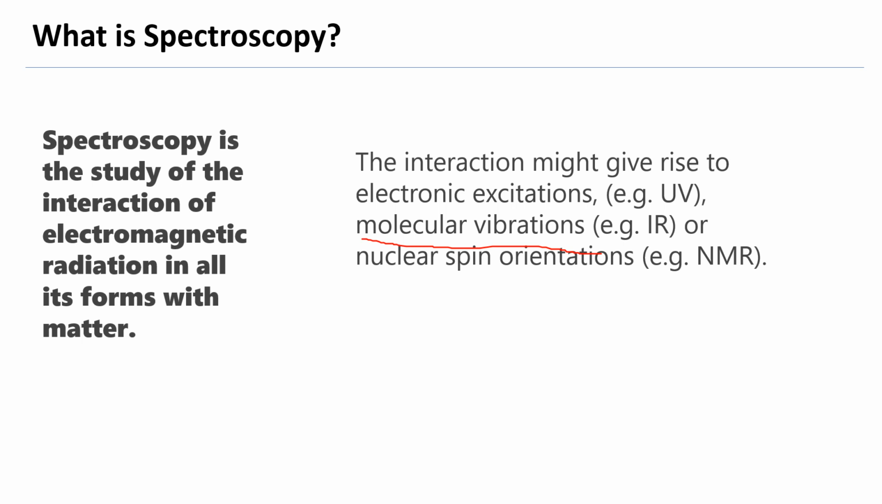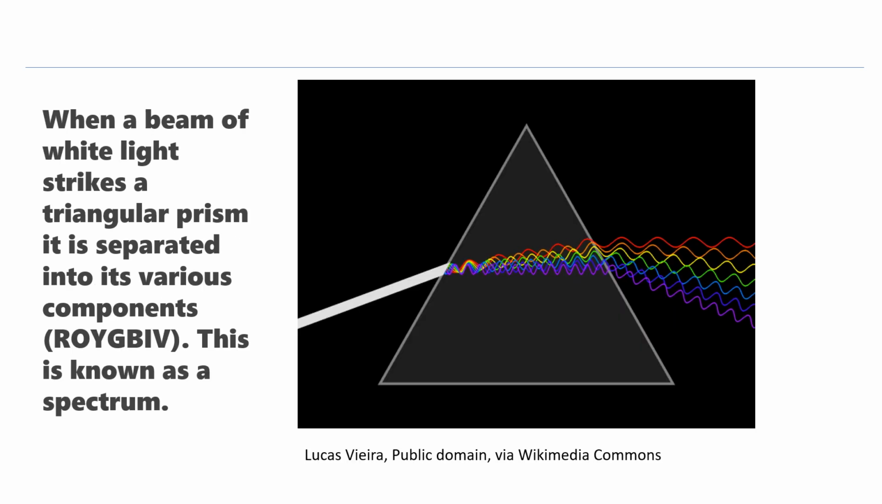In nuclear magnetic resonance, we use different kinds of rays. So each type of electromagnetic radiation interacts with matter in a specific way. Remember that spectroscopy is nothing but the study of the interactions of electromagnetic radiations with the matter.